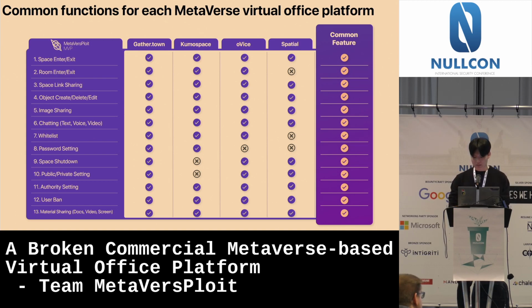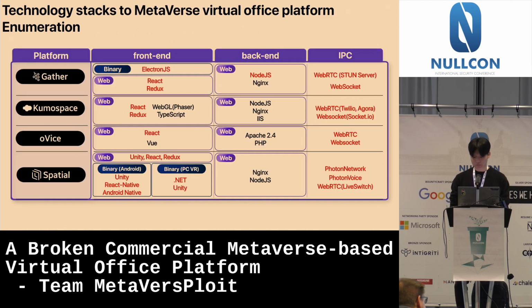Among the first selected metaverse virtual office platform specific features, this is a list of 13 common features through research by the team. In detail, the space inside the virtual office is called space, and the features include enter and exit a space, enter and exit a room, inviting to a space, and the like. Among the calculated common features, we have organized them in the form of a checklist for each platform.